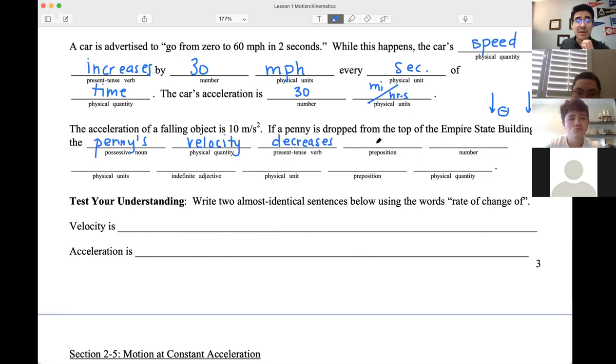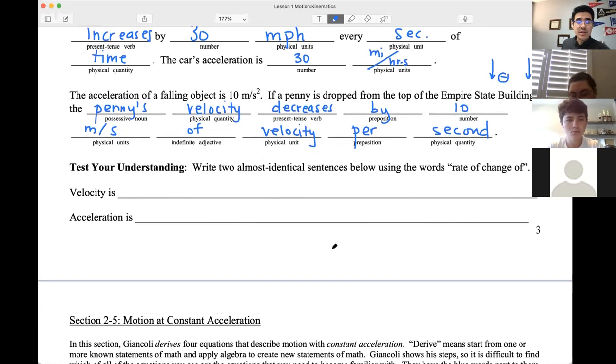So the penny's velocity decreases by 10 meters per second of velocity per second. That one's being pedantic again.